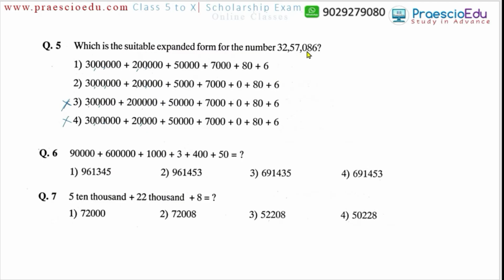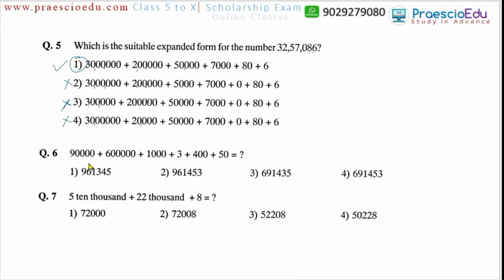Then 50,000 is mentioned, and here 5,000, so this option is incorrect. Only one option can be correct. Now 7,000, then 0, which cannot be written, or we can leave it. Then 80, which means the tens value, and at the last 6, so option 1 is the correct one.